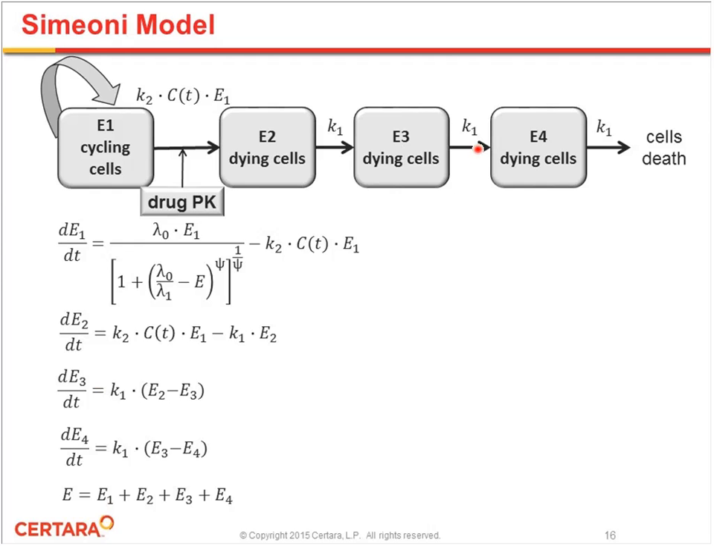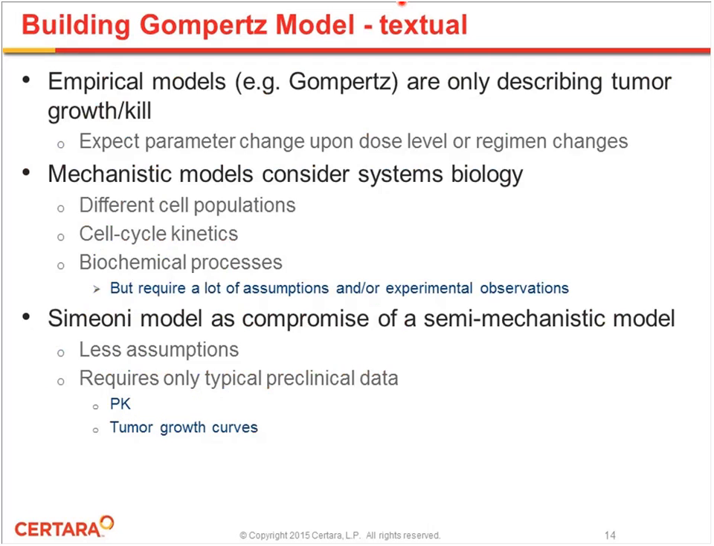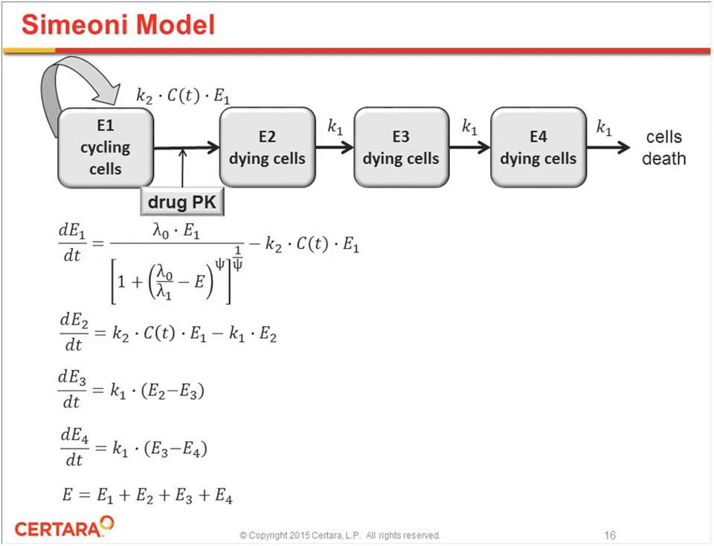So this is E versus E1, and E1 is just the source part which is proliferating, where the drug can act upon. Because in the Gompertz model, just to see that, the drug is acting on the total tumor volume, which is different from what Simeoni is doing. Here the drug is only affecting the cell population in E1.